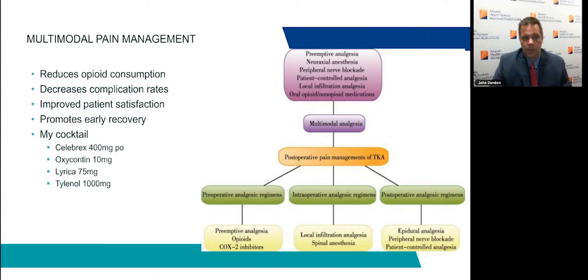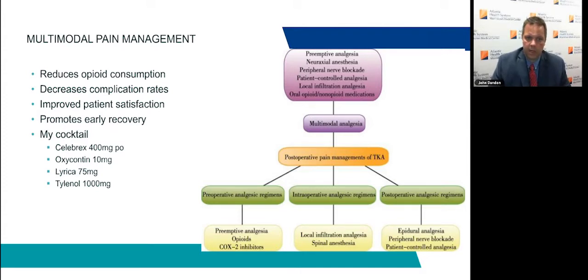So multimodal pain management. It's different based on the procedure for me, but everybody has their own way of doing it. But it's been shown in numerous studies. It reduces opioid consumption, it decreases your complication rates, it improves your patient satisfaction, and it promotes early recovery. So this is a combination of intraarticular injections, neuraxial anesthesia, preemptive anesthesia. I don't do PCAs or patient-controlled, local infiltration, and then opioids are our breakthrough.